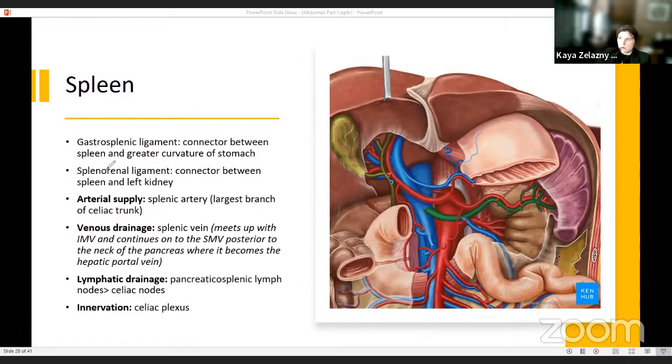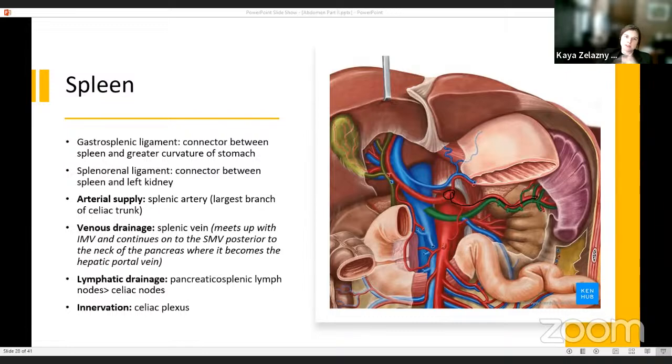Looking at our arterial supply and venous drainage, your splenic artery is the largest branch of your celiac trunk. Here we can see that celiac trunk, and then you can see that splenic artery going off to the left, going to the spleen, going into the hilum. Venous drainage is going to come back through a splenic vein. The splenic vein is going to meet up with your inferior mesenteric vein and then continue in and meet up with the superior mesenteric vein posterior to the neck of the pancreas. Then they're going to lead together, probably, into the liver.